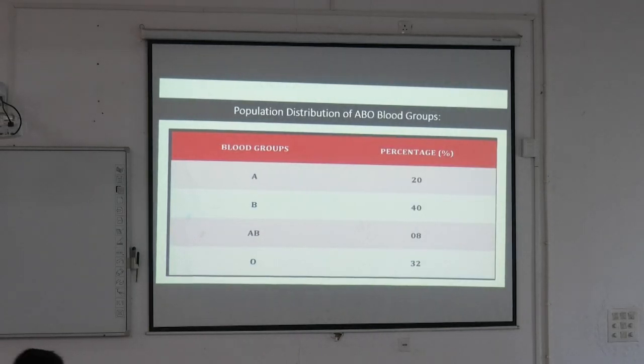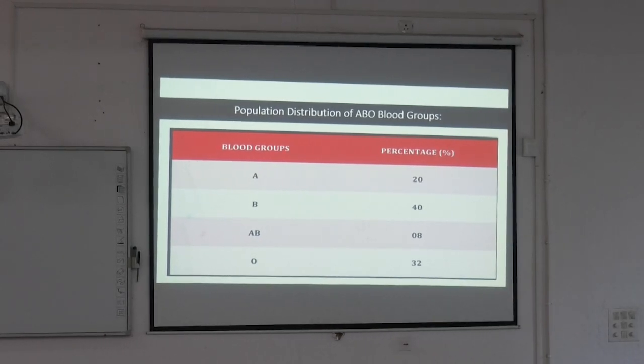So, population distribution of ABO blood group: the most common is B positive, everyone. That should be the most common attitude for the students, and that is the most common blood group, B positive. Next is O positive, next A positive, and then AB positive, the least common. So this demographic distribution is a fact showing that the most common or most predominant blood group is B and the least common is AB.